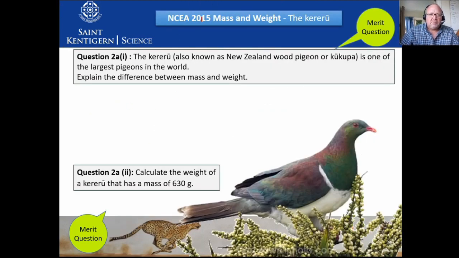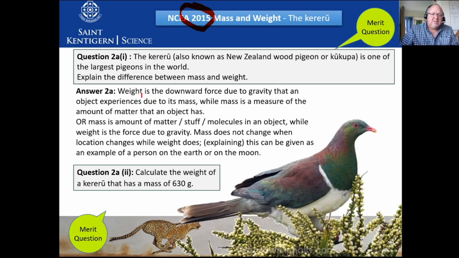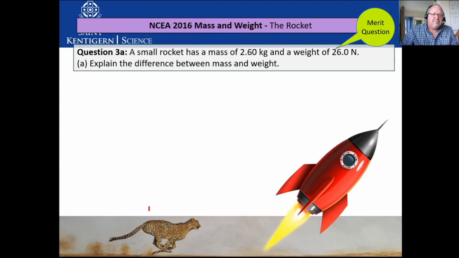Okay, so there's the actual question. This came out of 2015, and you could get merit for this just because you had to change 630 grams to 0.63 kilograms. Merit. Ha! What a bargain. If you didn't do that, you could only get achieved. Okay, so we just read through this, and there we go, 0.63 kilograms multiplied by 10.